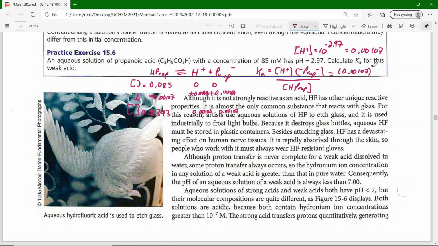So Ka is 0.00107 squared divided by 0.08393, which is 0.00107 times 0.00107 divided by 0.08393. That gives 1.28 by 10 to the minus 5.